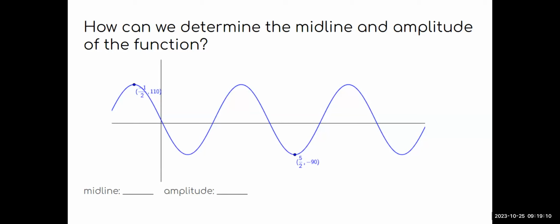All right, has anyone found the midline yet? Yes, Cody, you're right. So we can determine the midline and the amplitude using the minimum and the maximum. That sounds good. So at the top, this is 110. At the bottom, this is -90. So we could subtract those. Find the difference.